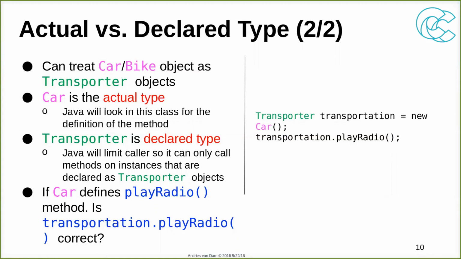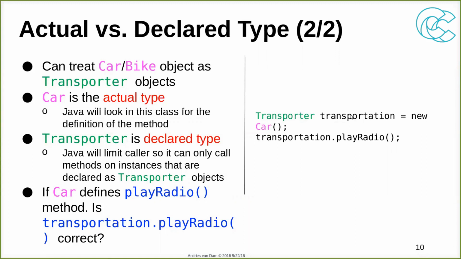But sir, if the car implements both transportation and colorable interfaces, can I write transportation.move and transportation.setColor? No, you can't do that. The transporter knows only about the methods that are declared within this interface. So you cannot say transportation.getColor.